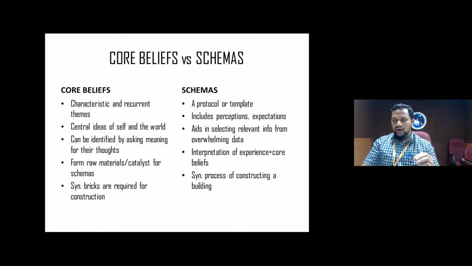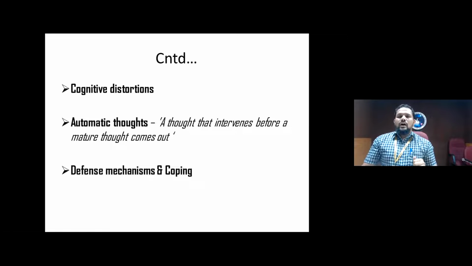Now, cognitive distortions. This means a cognition which is distorted. I will give a lot of examples in the next slide. Now, automatic thoughts. That means a thought that intervenes before a mature thought comes out. Let me explain this. Listen carefully.